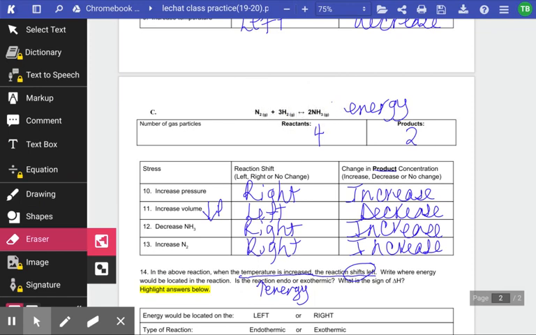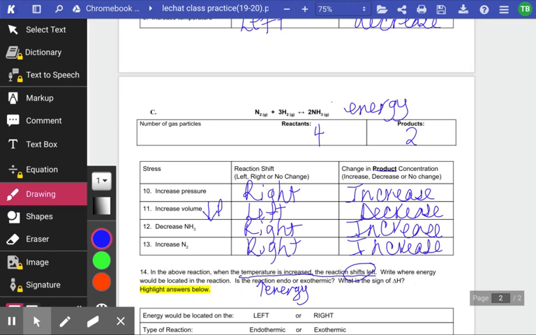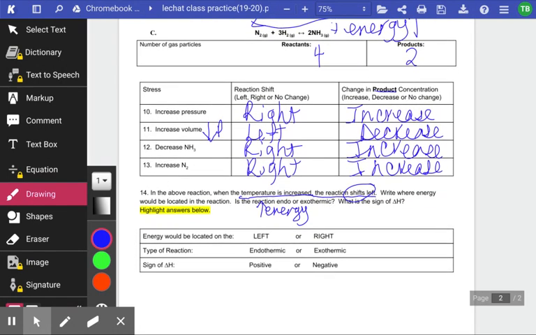The energy must have started on the right-hand side in order for it to shift to the left. If I increase energy, it's going to shift to the opposite side, which is the left-hand side. So energy would have been on the right. If energy is on the right, energy is being released. It is an exothermic reaction, and it's going to have a negative value of delta H.